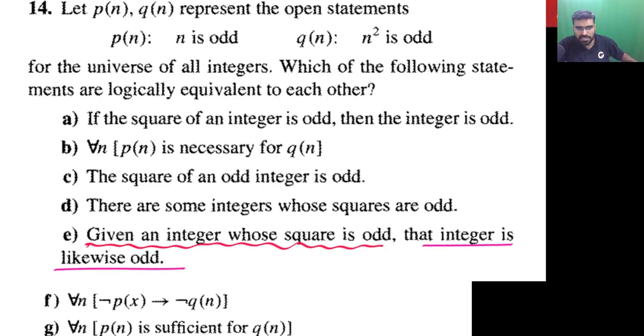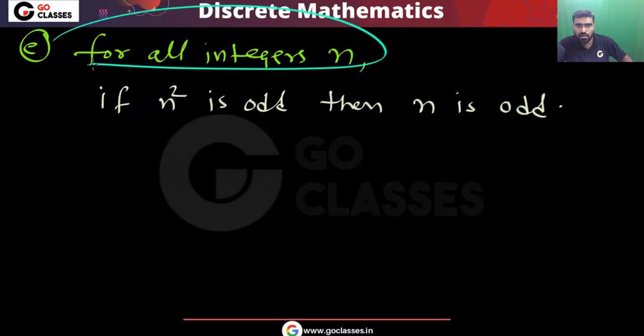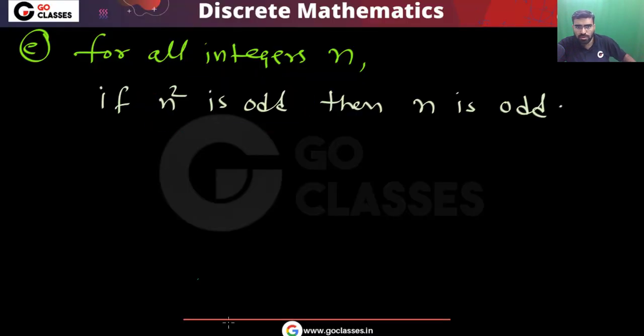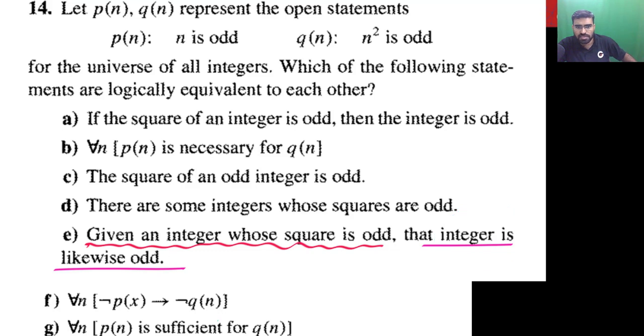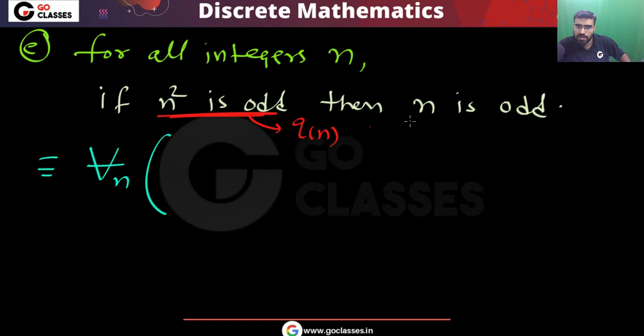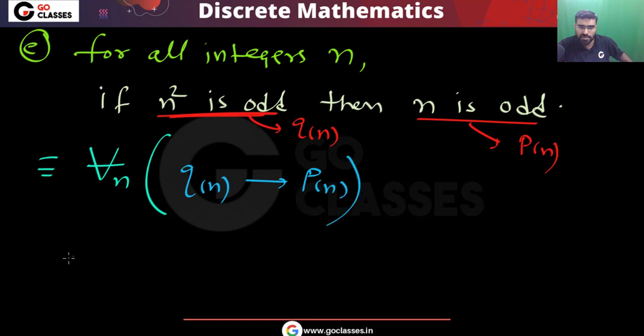We are basically saying that for all integers, if n square is odd, then n will be odd. So for all integers, if n square is odd, that is q(n), then n is odd, that is p(n). So I can say for all n, if q(n) happens, then p(n) happens, and that is the same as your option A.